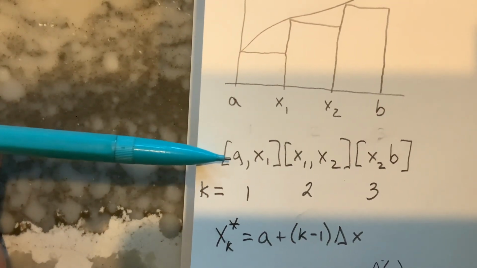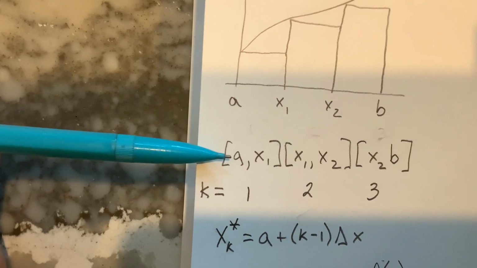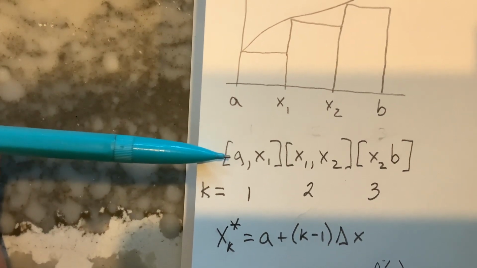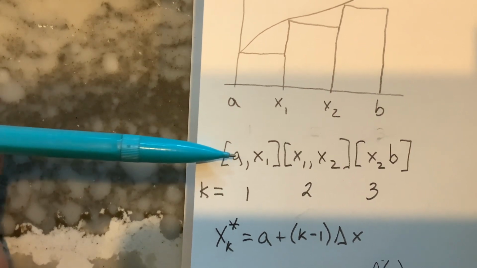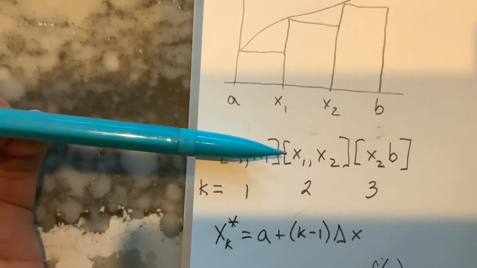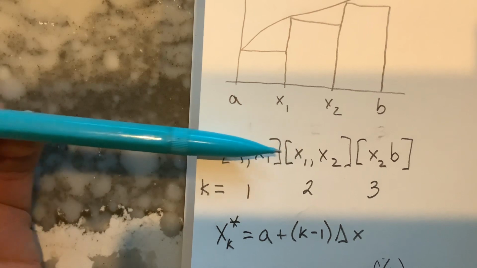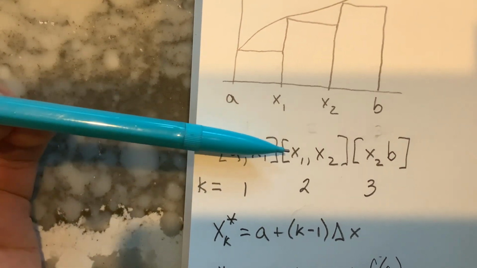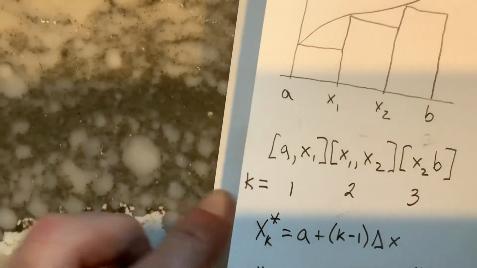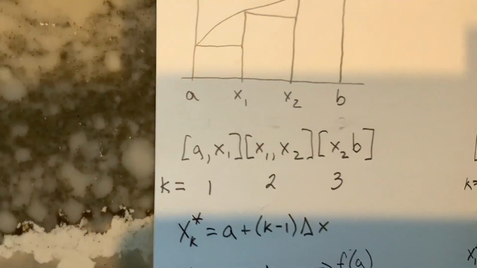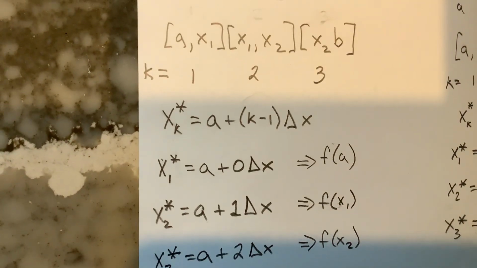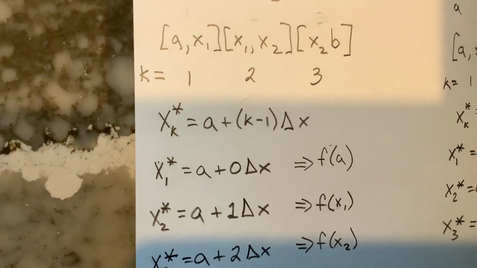We start at A, we add no changes of x, f of A. We start at A, we add 1 change of x. That's x sub 1. We start at A, we add 2 changes of x, 1, 2, and that would generate x sub 2. So that's what they're doing with that. That's why that works for the left Riemann sum.